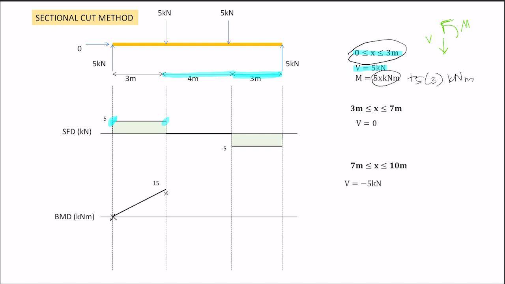And you know you have to draw the line. The limit is X bigger or equal to 3 meter but less or equal to 7 meter. Meaning in the middle here, M equals 15 kilonewton meter. There is no X here, meaning it does not change. So throughout X bigger or equal to 3 meter and less or equal to 7 meter, throughout that limit it is 15 kilonewton meter. Therefore, just draw a straight line.